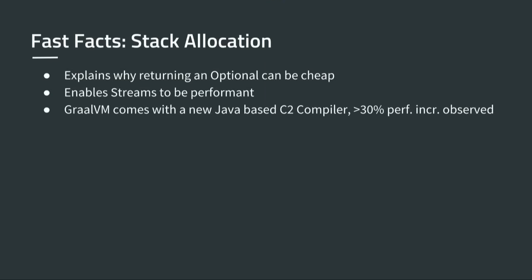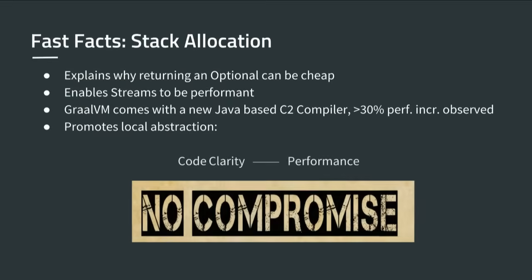And even if you use GraalVM, I know there was a talk about this earlier today, it will be even better because it's much better at inlining and escape analysis. So sometimes it's even like 100% faster. Good news, it promotes local abstraction, and we don't have to sacrifice code clarity for performance.